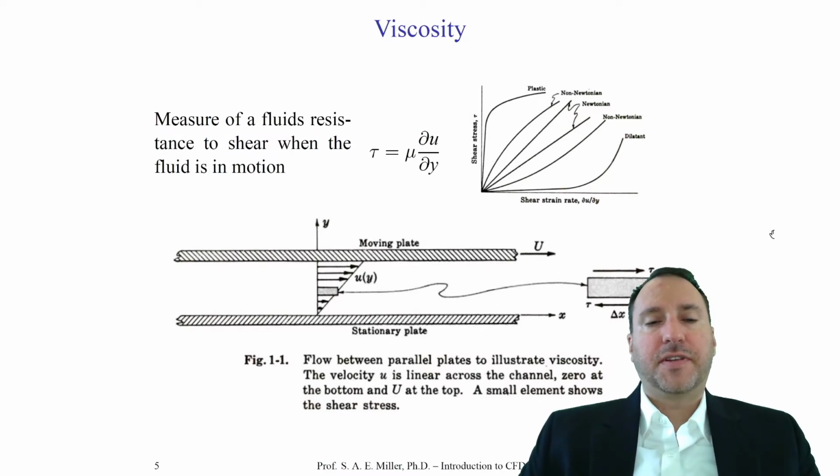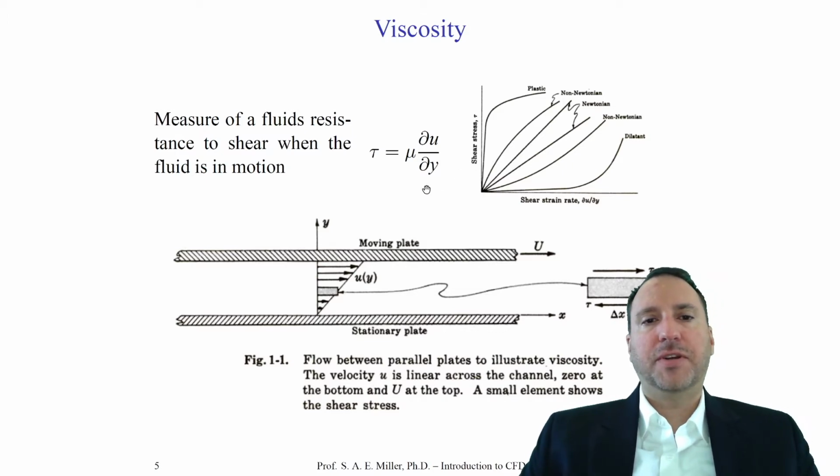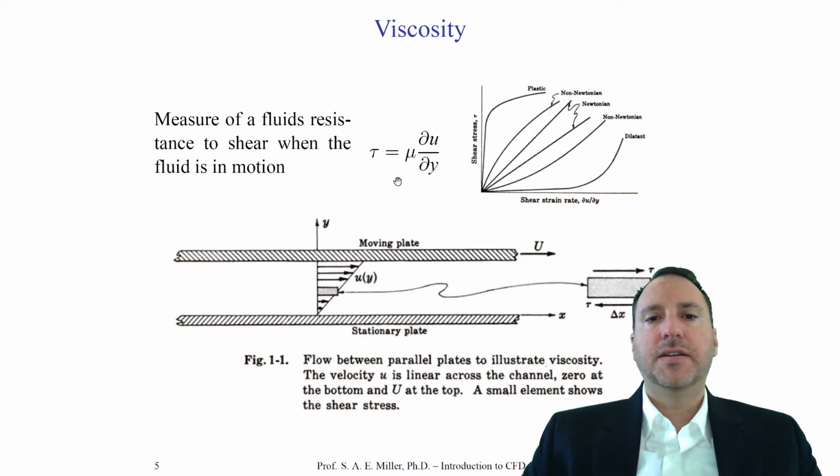Viscosity is a measure of the resistance to shear when the fluid is in motion. For example, a very simple form might be shown as tau equals mu, which is the first coefficient of viscosity, times partial u partial y. Here in this figure, there's a moving plate and a stationary plate. The moving plate moves from left to right in this particular case at a speed of u. The bottom plate is stationary. This is the so-called Couette flow.